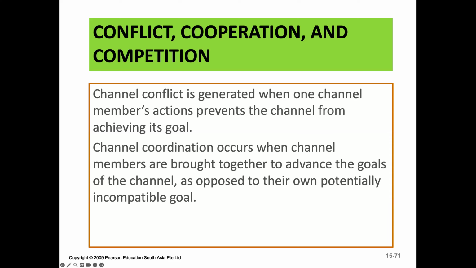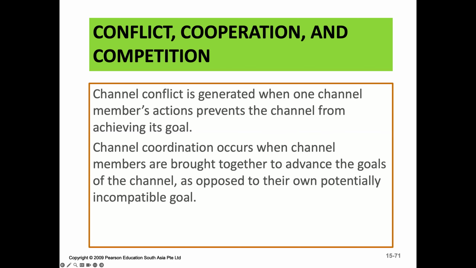Well, conflict, cooperation, and competition. Channel conflict is generated when one channel member's action prevents the channel from achieving its goal. And channel coordination occurs when channel members are brought together to advance the goals of the channel as opposed to their own potentially incompatible goals.